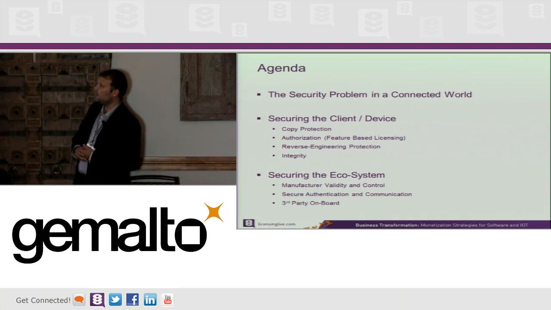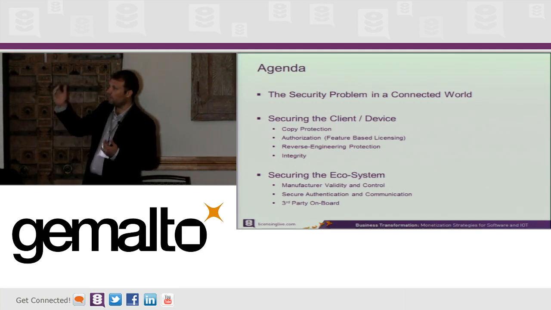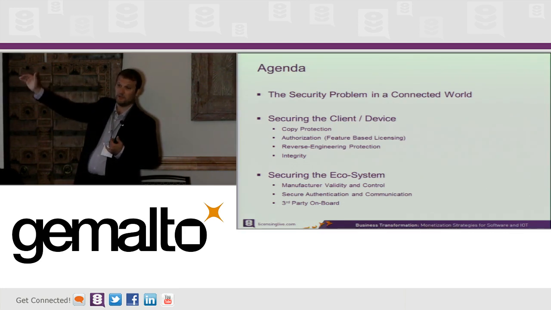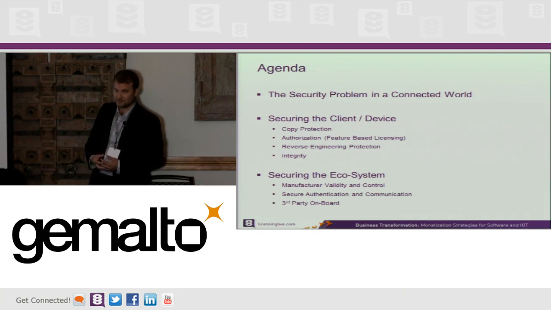So really, the agenda I'm going to be talking about first is focusing on the security problem in a connected world. What are those security concerns? Then I'm going to break down how we go about it in two different ways. One, how do we secure the client or the device? And two, how are we going to secure the ecosystem around it? How do you communicate? How do you identify and authorize what's happening in that ecosystem?